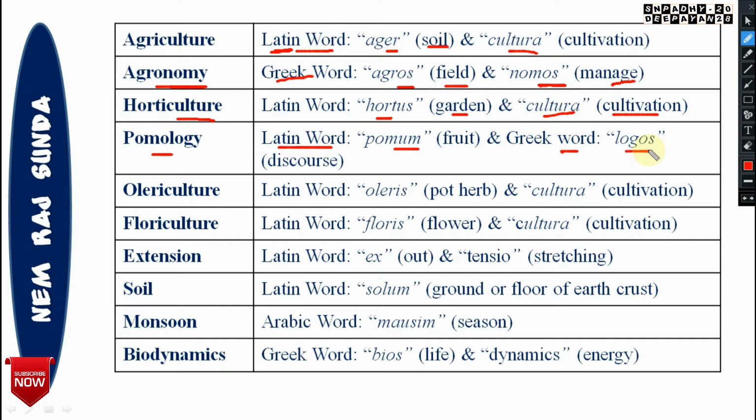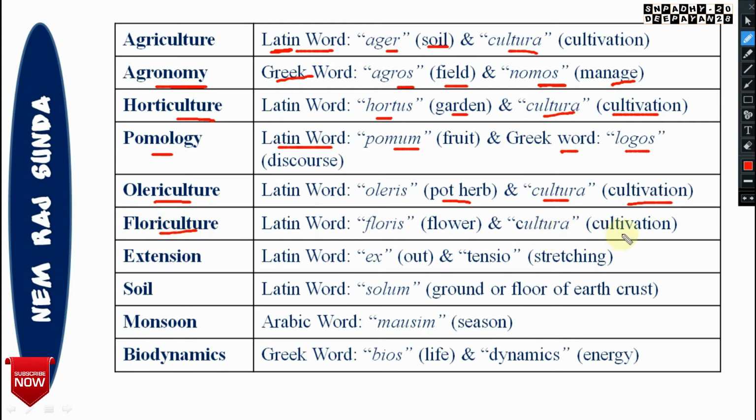The next one is olericulture, again a subdivision of horticulture, that is about vegetables. Oleris means pot herb. All those vegetables are pot herbs. So cultivation of pot herb. Oleris and cultura: oleris means pot herb and cultura means cultivation. Cultivation of the pot herb is known as olericulture.